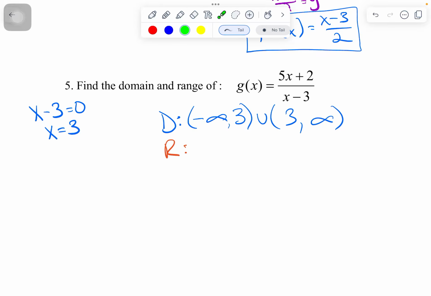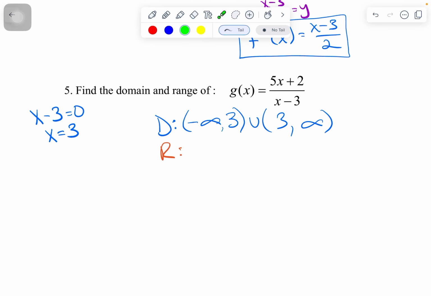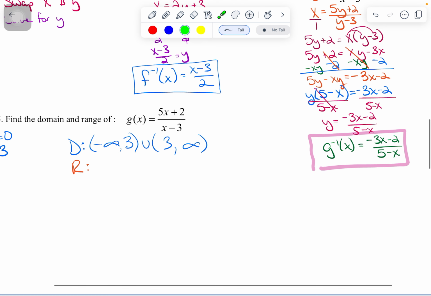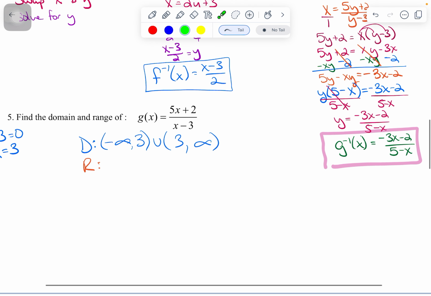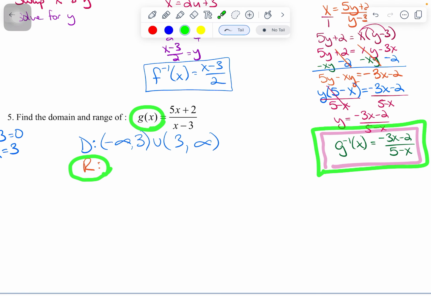All right, so let's talk about range here. And there is no way for me to look at all of these possibilities for what input values I have for the domain to figure out what range values I do or don't have. But if I remember from the very beginning, last video, the range of this function is the domain of this inverse.